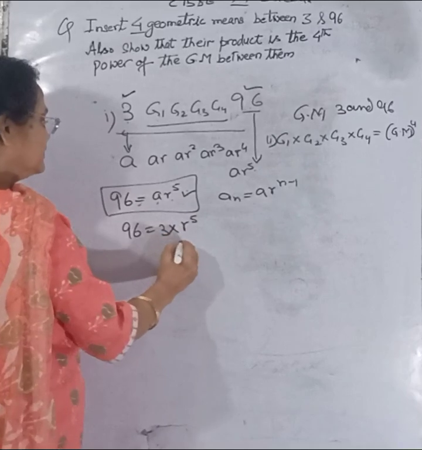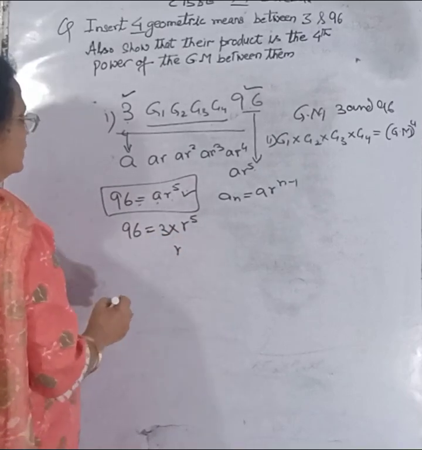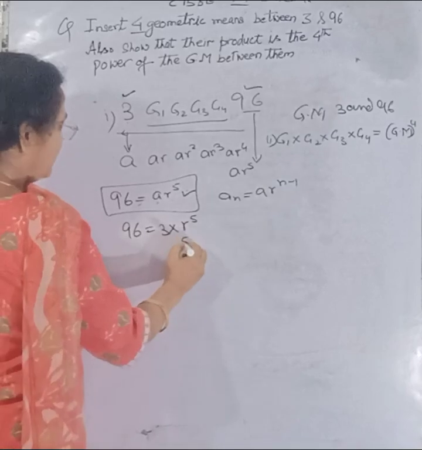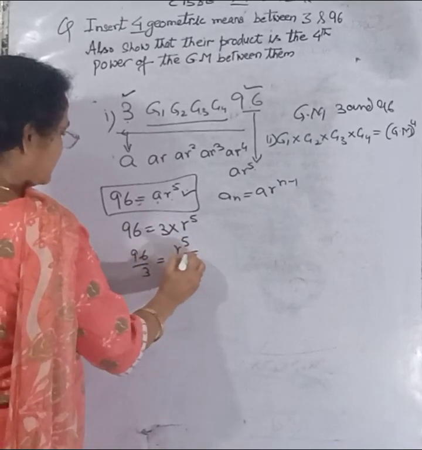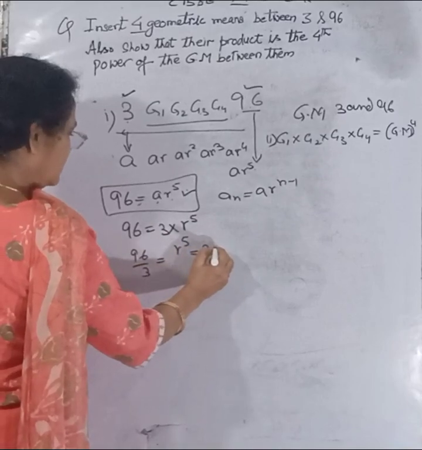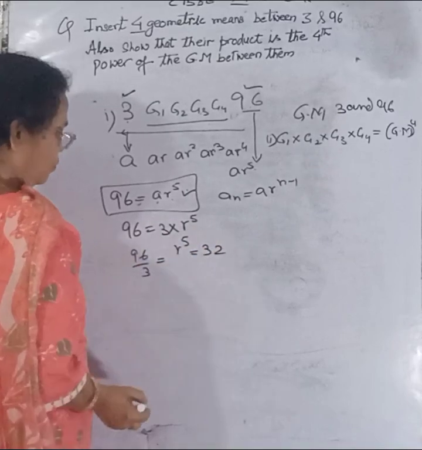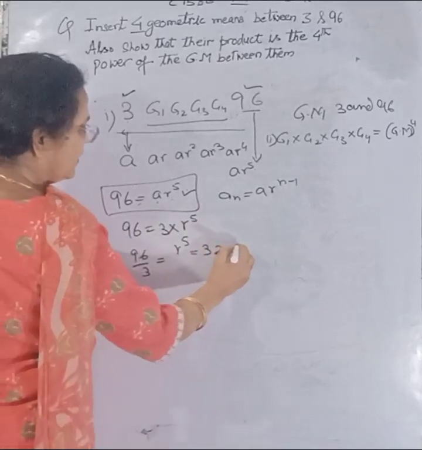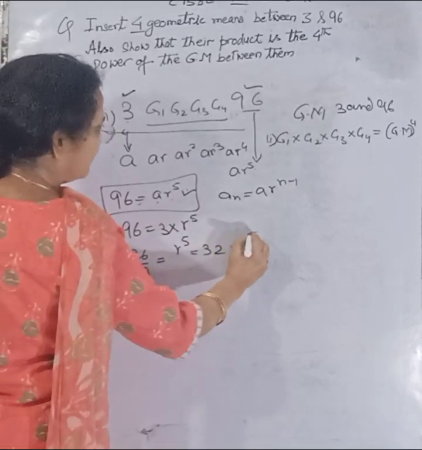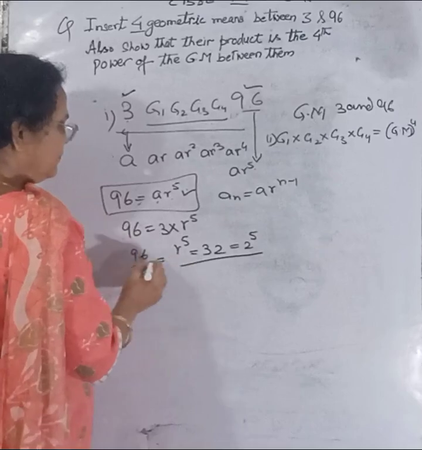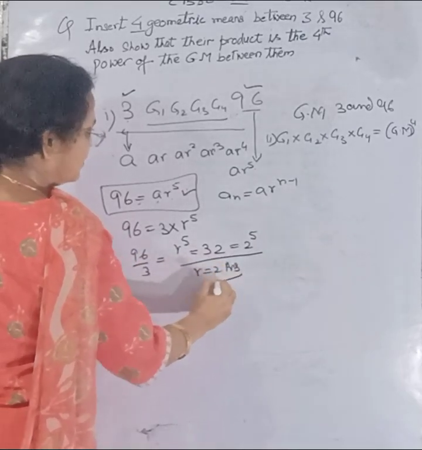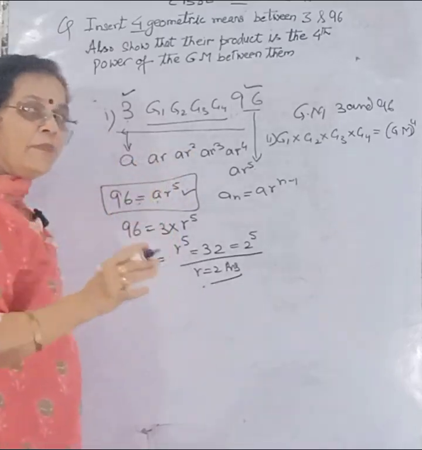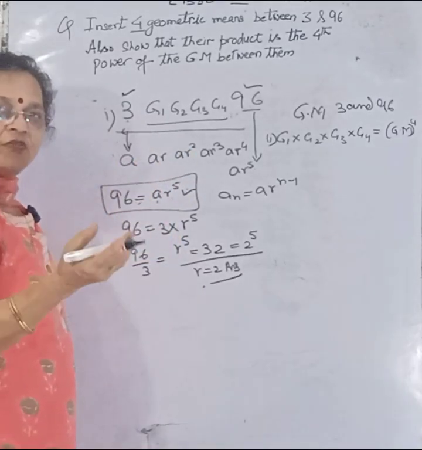And we can say r to the power 5 is equal to 96 upon 3, that is 32. And 32 can be written as 2 to the power 5. Because power is same, it means r is equal to 2. That is our r. अब हमें r पता चल गया. We have determined the r.